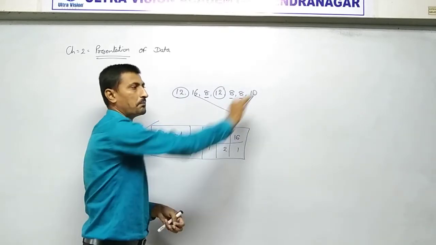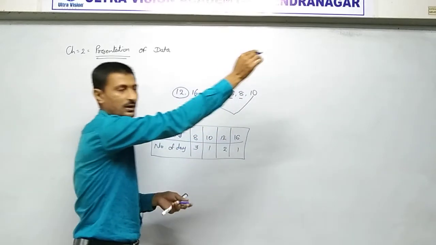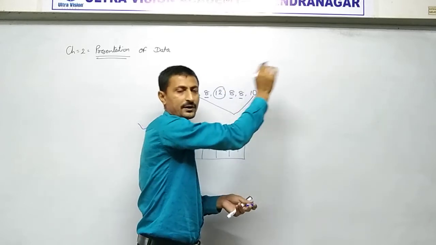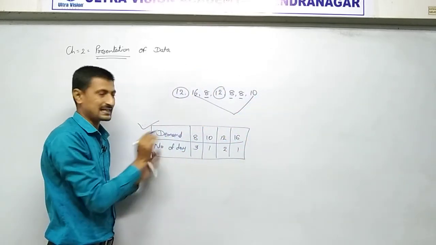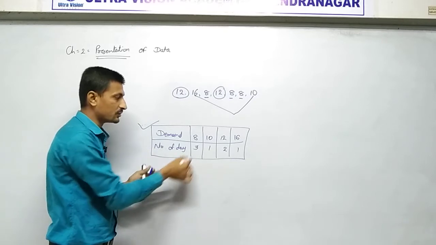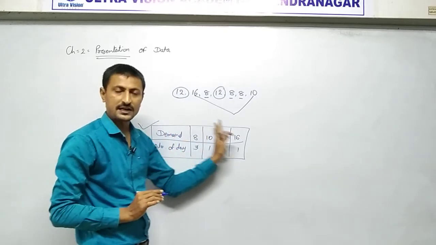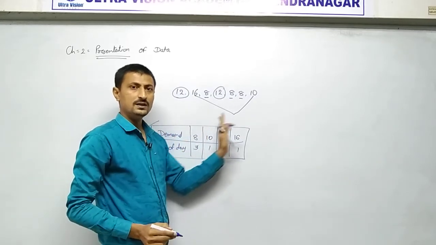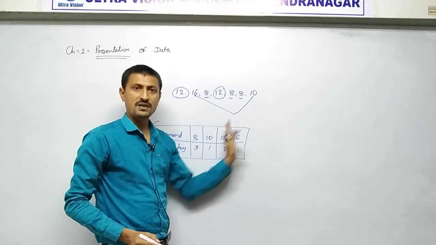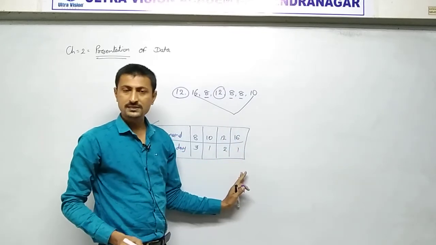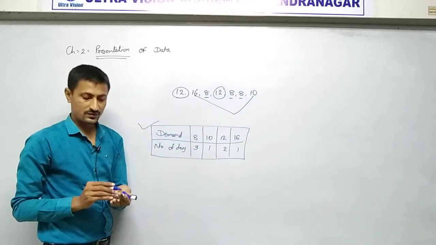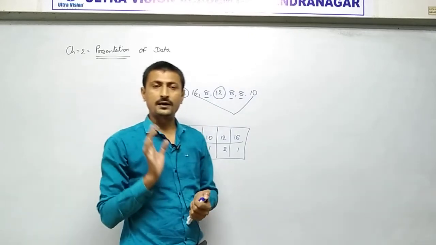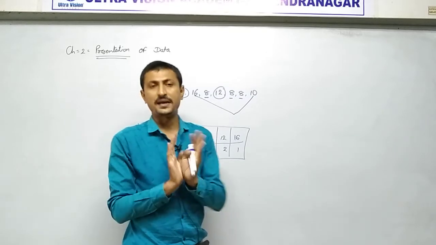Here, suppose one month is given: countable 1, 2, 3, 4, 5, 6. A 10 unit demand 1, 2, 3, 4, 5, 6. But when we classify the data in a proper form, it is easily used: 8 unit demand, number of days 3; 10 unit demand, number of days 1; 12 unit demand, number of days 2; and 16 unit demand, number of days 1. So it is easy to use this data. Ungrouped or raw data is classified in a proper form or manner, in short form.